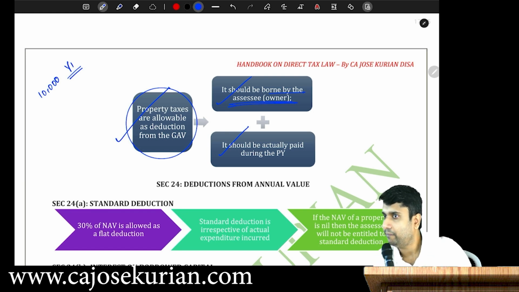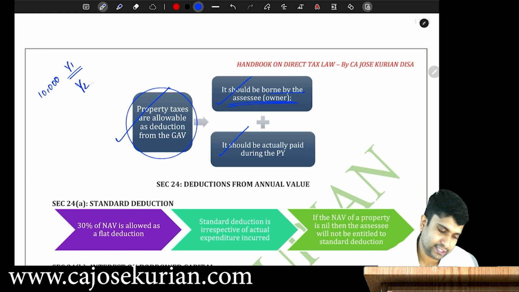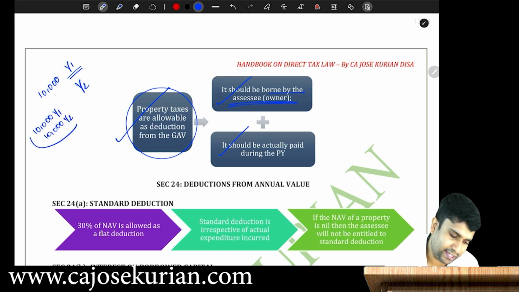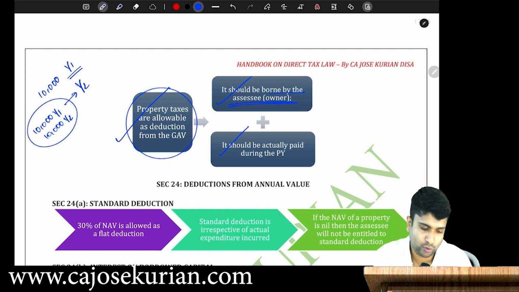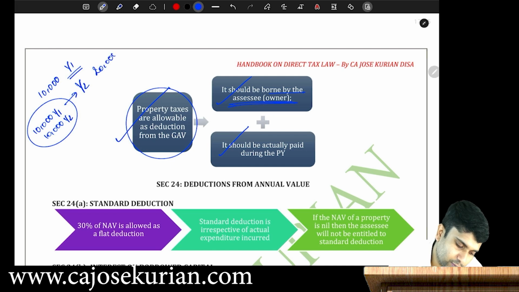Are you with me? In year 2, what I did is I paid 10,000 for year 1 and 10,000 for year 2. I paid 20,000 rupees in year 2, that is 10,000 for year 1 and 10,000 for year 2. Then what to do? I can claim that entire 20,000 as a deduction.